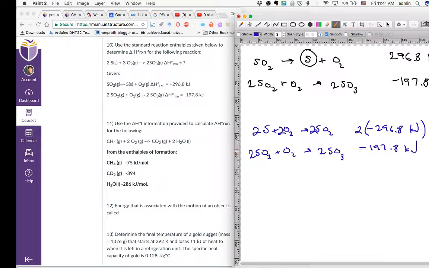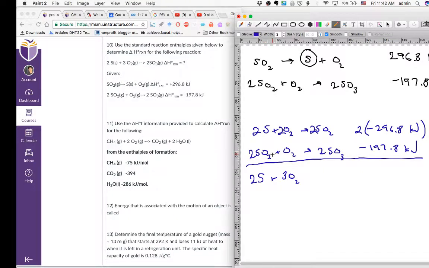All right, so I've just added this in. I have not flipped it. I have not multiplied it by anything, so I keep the enthalpy as is. So if I were to add up these equations, I get 2S. Now watch closely here. I got 2S. I got 3 oxygens because there are 2 here and 1 here, so that's 3 oxygens. Oh, but I have this SO2. I don't want SO2. There's no SO2 anywhere in the target equation. How can I get rid of this?